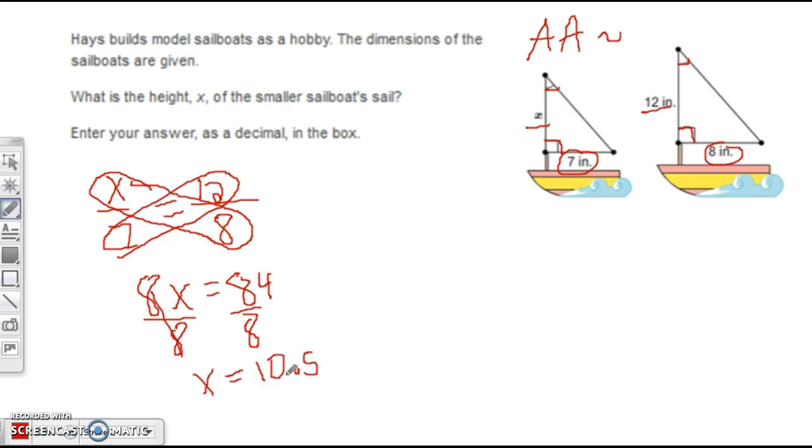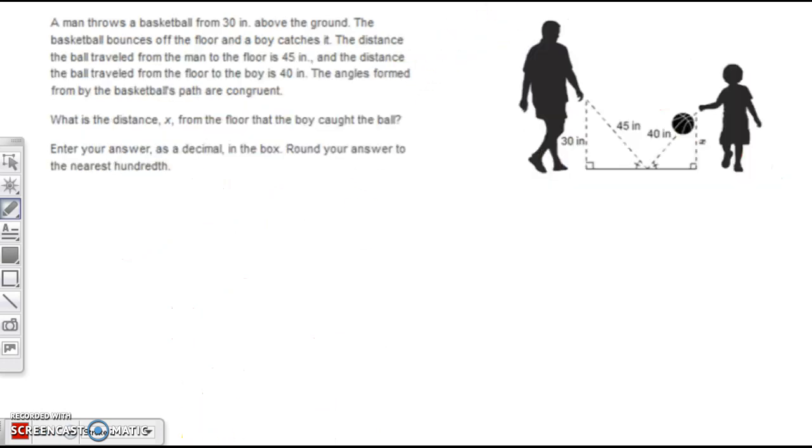Now some of you, when you see a decimal, you freak out. You're like, oh no, I've done everything wrong. But notice here it says enter your answer as a decimal in the box. So that actually is the right answer. Don't freak out just because you get a decimal answer.